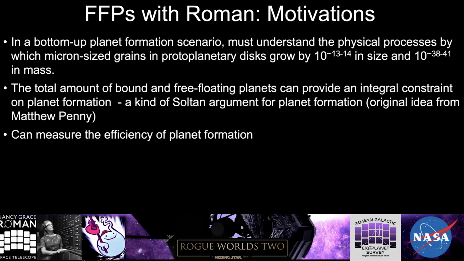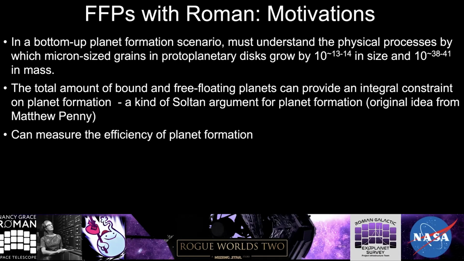I like to think of, well, this part isn't quite new, but anyway, I like to think of the motivation for why we would want to understand why planet formation is hard. If you believe in a bottom-up planet formation scenario, and Eugene Chang, if you were at the meeting last week, mentioned this, bottom-up is the hardest way to understand planet formation because you have to understand the physical processes by which the micron-sized dust grains, which condense out of protoplanetary disks, grow by some 13 to 14 orders of magnitude in size, or 38 to 41 orders of magnitude in mass, to get to the mature planets that we see today.